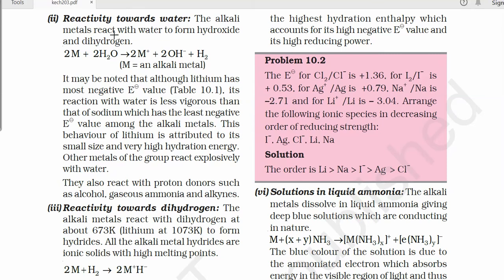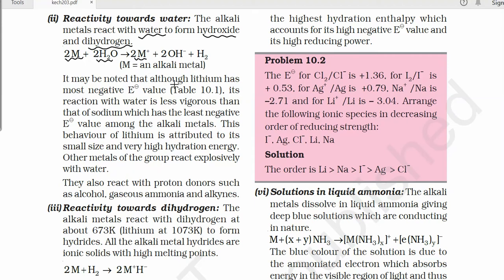The alkali metals react with water to form hydroxide and dihydrogen. So when alkali metals are reacted with water, the M plus ion, that is the cation, will be formed, and the anion formed here is OH minus from the water. It will get attached to the cation to form the metal hydroxides. Here M can be any of the alkali metals, that is, it can be either lithium, sodium, potassium, any of them.